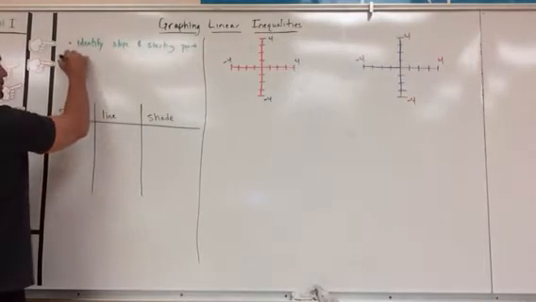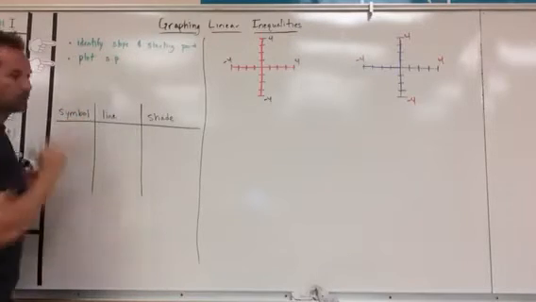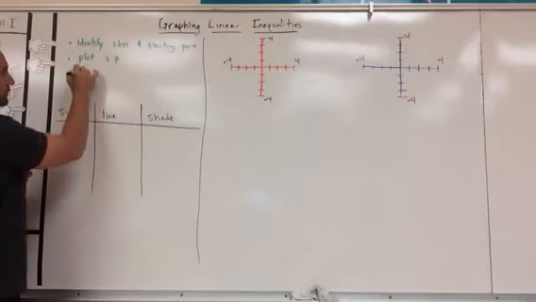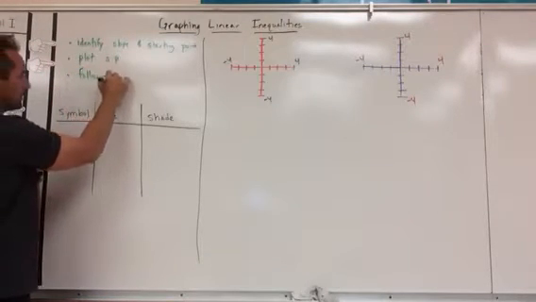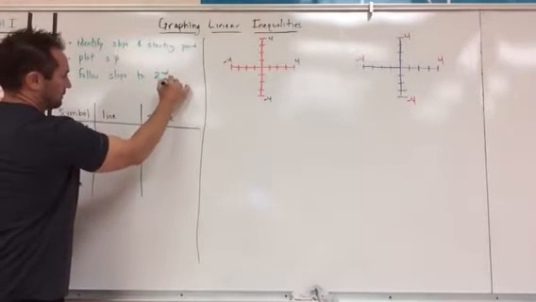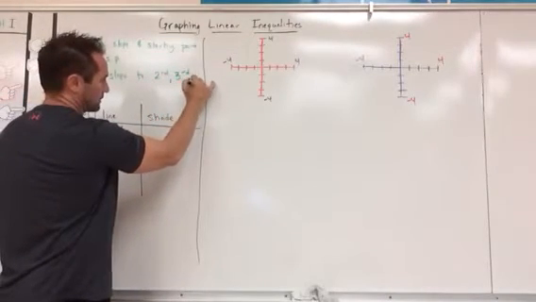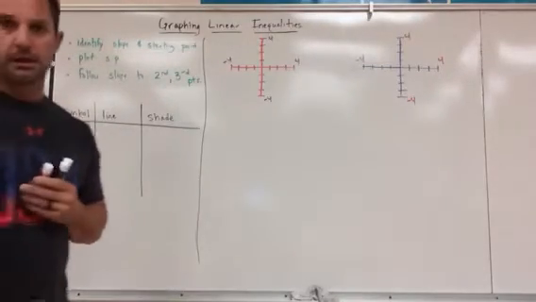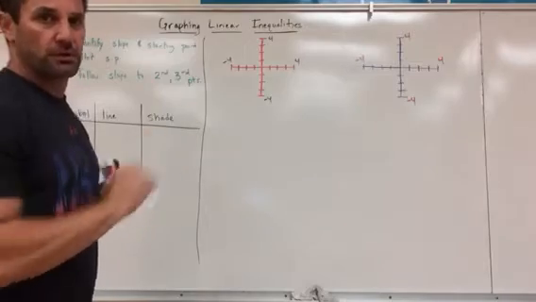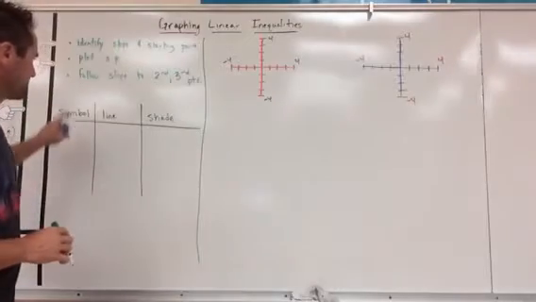The second thing that you're going to do is plot your starting point, and I'm just going to put SP for starting point to abbreviate it. And then the third thing that you're going to want to do is follow the slope to your second or third points. Again, lines and inequalities go on and on forever and ever, so as many points as you can make on the graph, go for it. It's a good idea. How they're different is where we're going to get into.